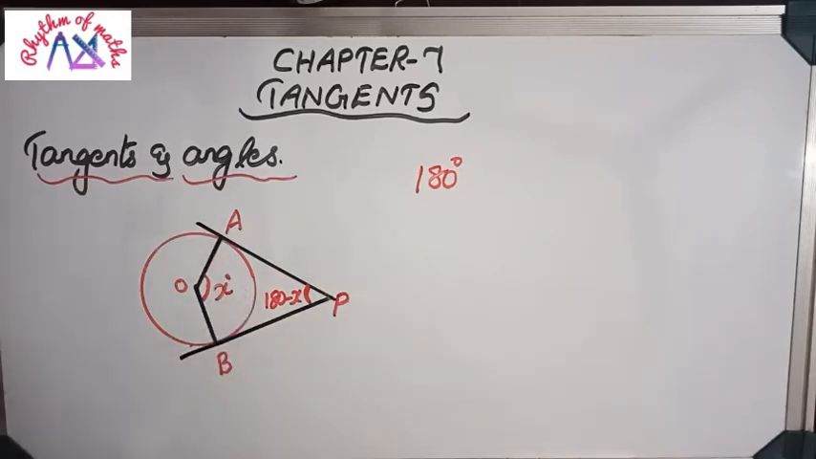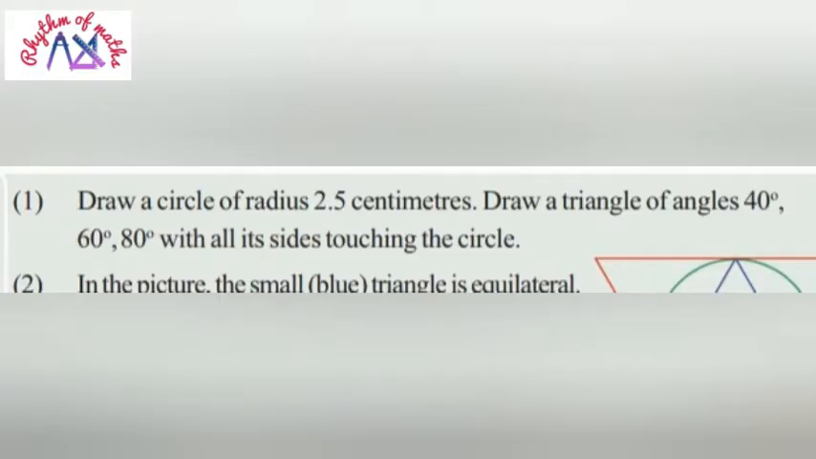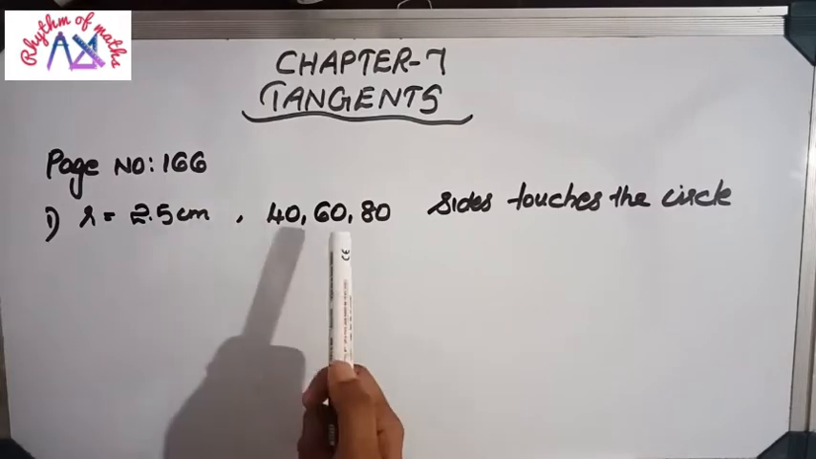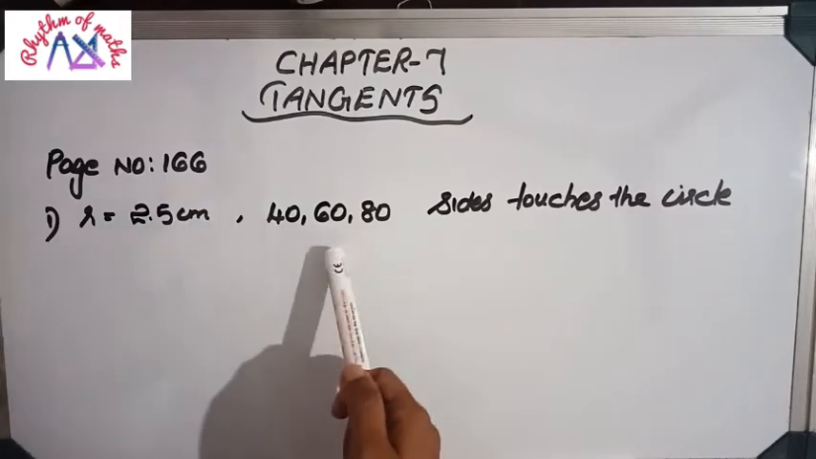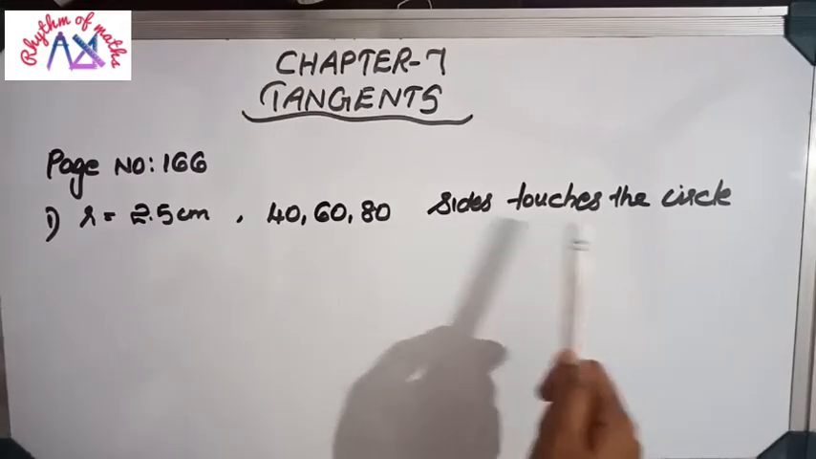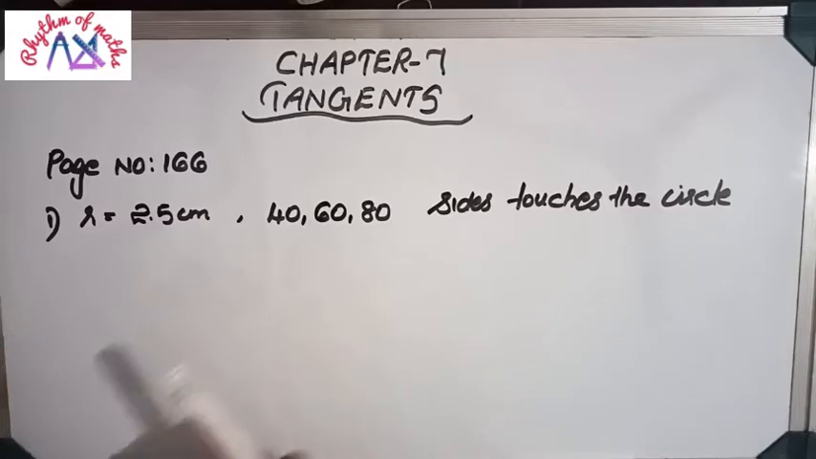Okay, now let's move on to problems. Page number 166, first question. Draw a circle of radius 2.5 centimeters. Draw a triangle of angles 40 degree, 60 degree, 80 degree with all its sides touching the circle. Here in this question we have to draw a circle first. Circle 2.5 centimeter. After that we have to draw a triangle of angles 40 degree, 60 degree, 80 degree. Triangle. And condition is sides of this triangle must touch the circle.